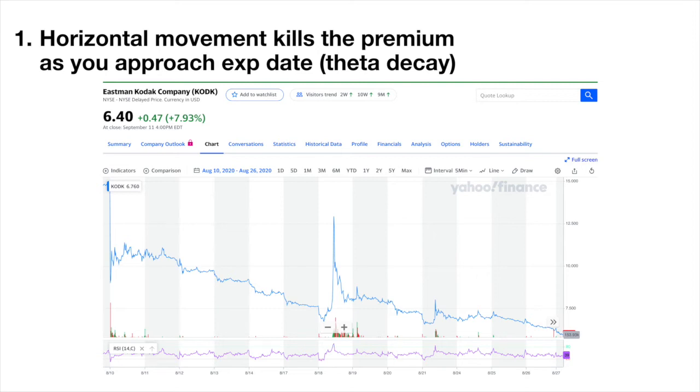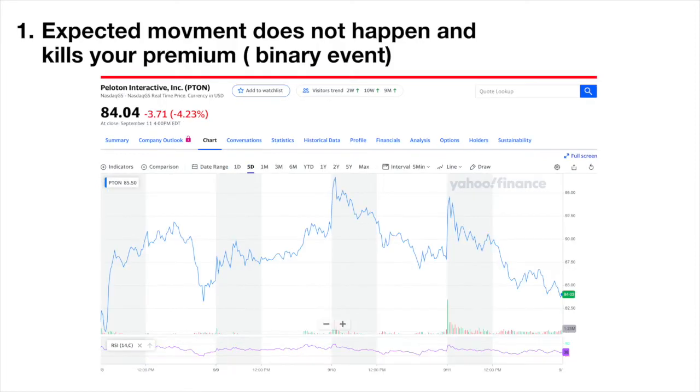Let's get into the next example. Expected movement does not happen and it kills your premium. So we're going to talk about that, but also binary events, what we call earnings, right? So we look at Peloton, right? Peloton, I believe, reported on the close on 9/10.